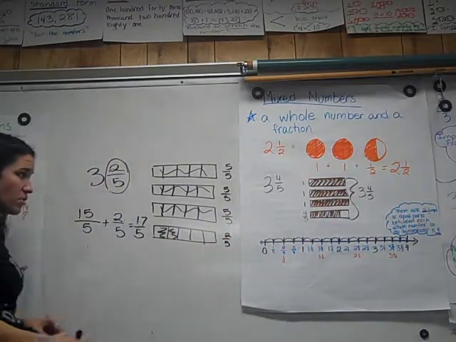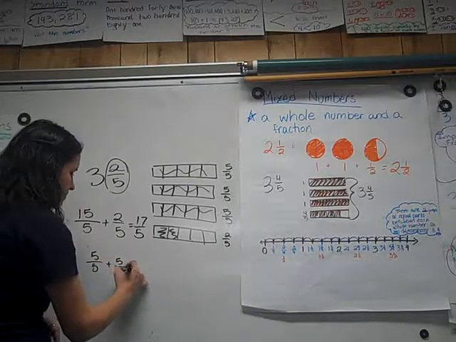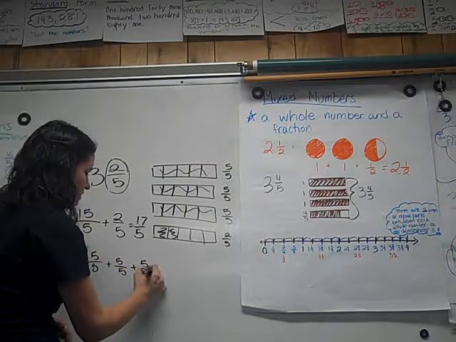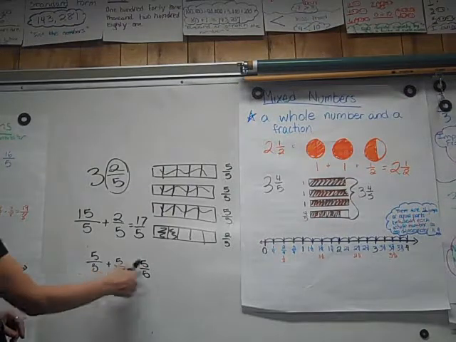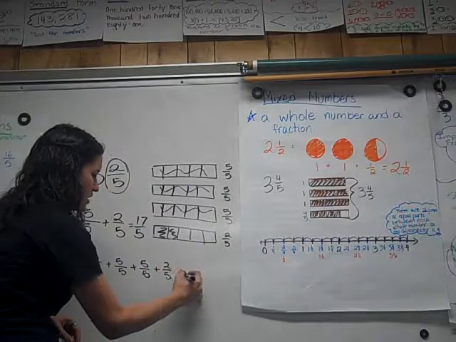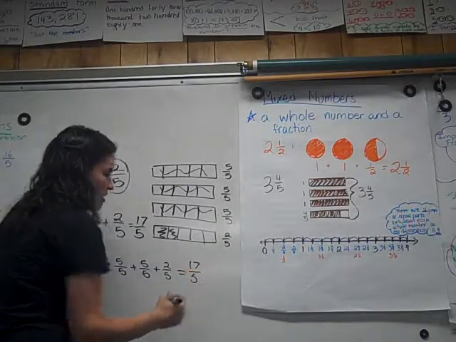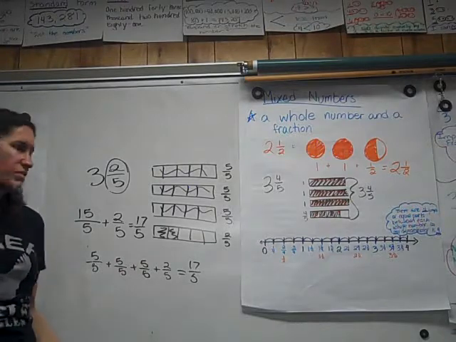So if we wanted to do it that way, you could, and you would just add up all of your 5 fifths. And 5 fifths equals 1 whole. I have 1, 2, 3 wholes, plus these 2 fifths, 5, 10, 15, 16, 17 fifths. This is all the same thing, it's just different ways of representing it.